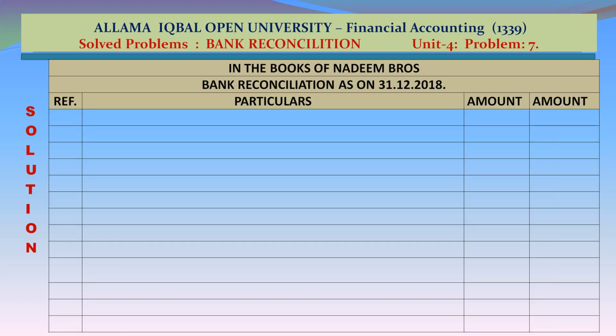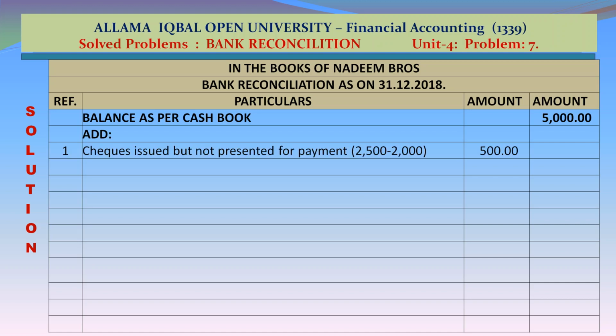Solution. In the books of Nadeem Brothers, bank reconciliation statement as on 31st December 2018. Reference, particulars, amount. Balance as per cash book, 5,000 rupees. Add, reference 1: checks issued but not presented for payment, 2,500. Less, reference 2: checks paid into bank but not credited by bank, minus 700.